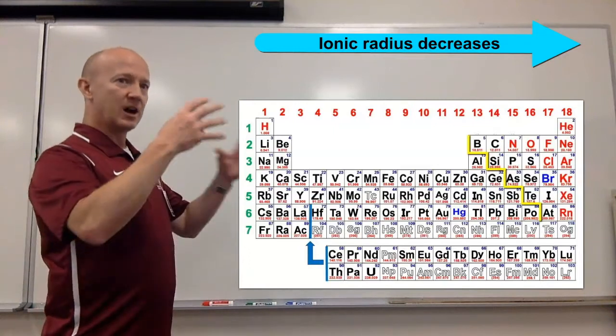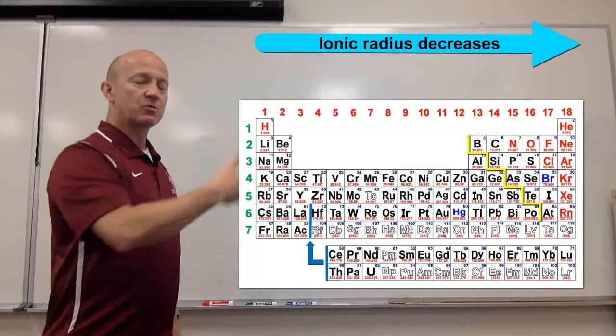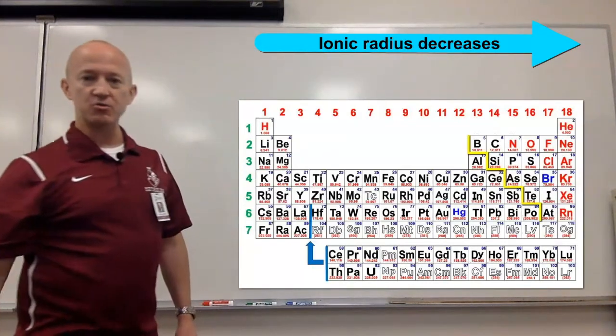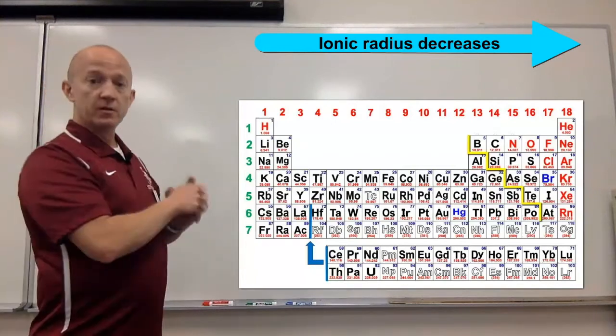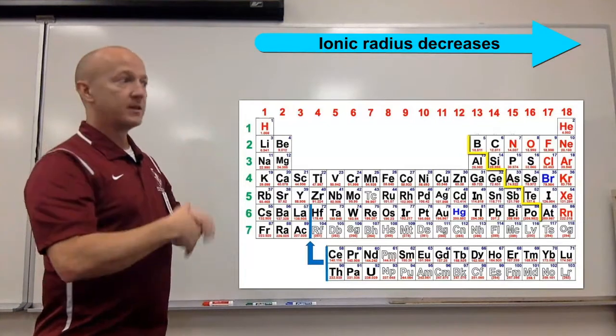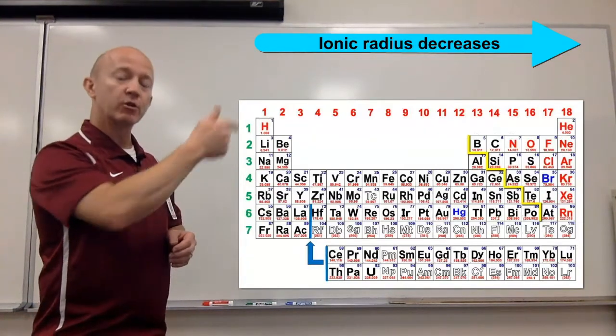So there's a jump in ionic size, but again, after that jump, there's a decrease in size because you're not gaining as many electrons as you go from left to right. You get it? So the metallic trend in that period will decrease as you go from left to right, and the non-metallic trend in that period will also decrease going from left to right.